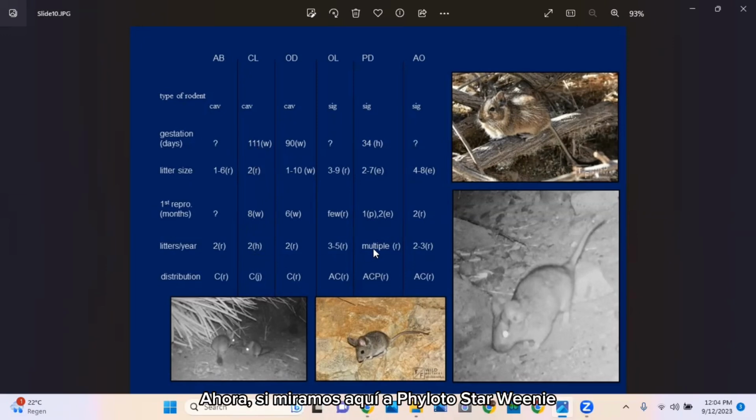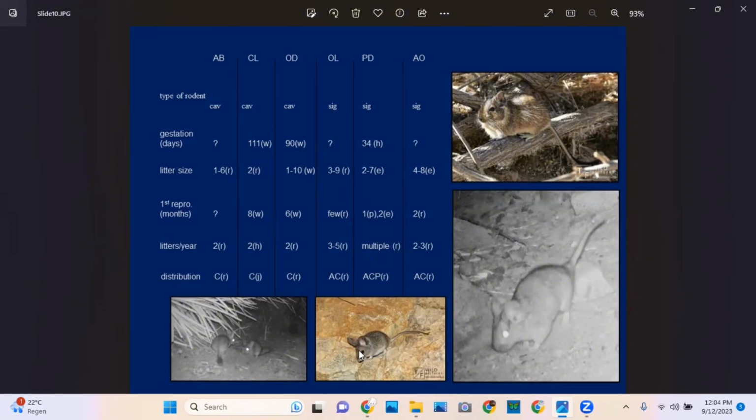Now, if we look over here at Phyllotis darwini, this is Phyllotis darwini. So that's the chinchilla rat's Phyllotis darwini. This is Abrocoma bennettii, cute little rat. And these are Octodon degus. Those are scientific names for these animals. So degus, chinchilla rat, Abrocoma bennettii. Phyllotis darwini is the leaf-eared.